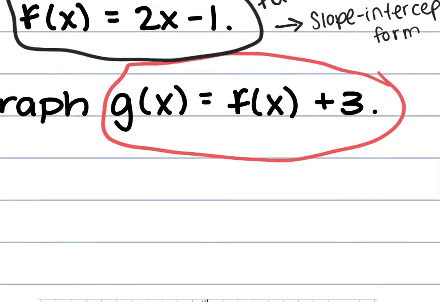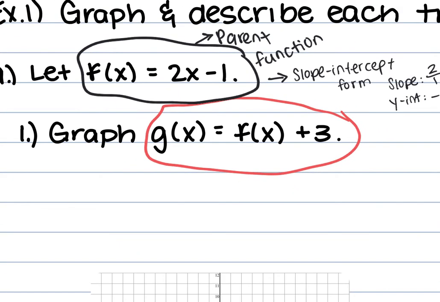Okay, let's take a look back up at our transformation. So our transformation is saying, take f of x and add 3 to every single value. Now, this +3 indicates a vertical shift. So underneath the red circle, this is a vertical shift of 3 units. It's a vertical shift of 3 units.